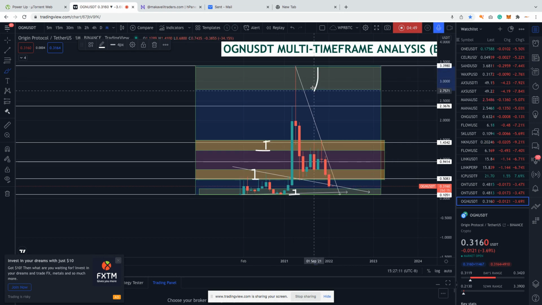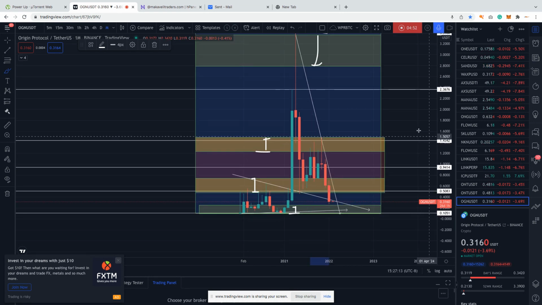And this range is my supply area. This is according to the Bitcoin Gorilla box strategy.